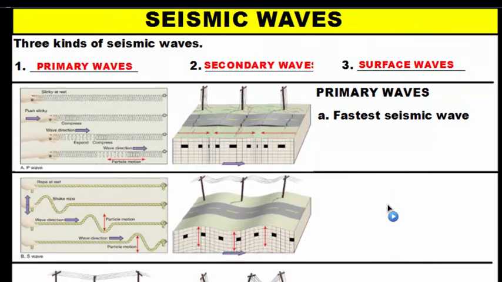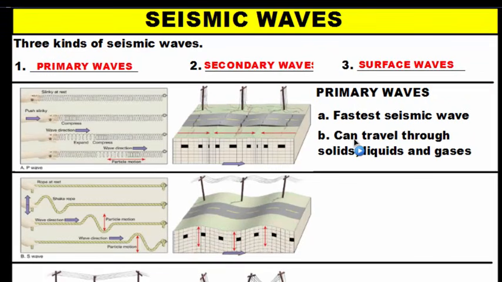The next thing you need to know about primary waves is that they can travel through any state of matter. So when these waves travel through the Earth, they can travel through solids and liquids, and also gases. Primary waves are the fastest seismic wave. That's why they're called primary, because they are the first or primary waves on the scene, and they can travel through solids, liquids, and gases.